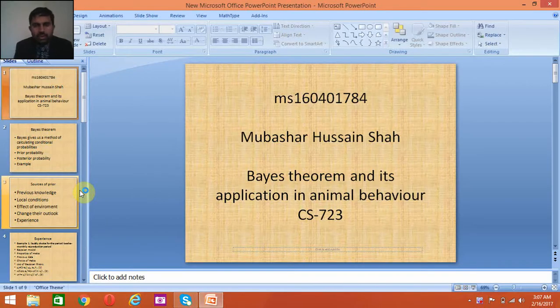The animal activities can be approached by using the concept of Bayesian theory. With the help of biological measures, we can use this concept to study the behavior of animals and use it in future for further studies.